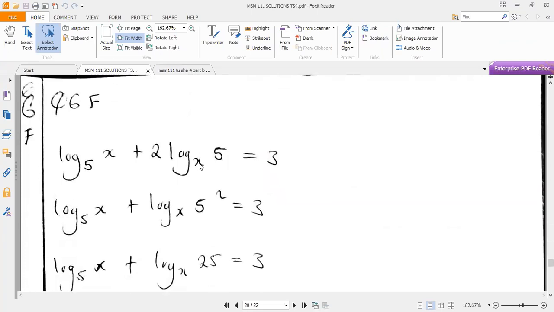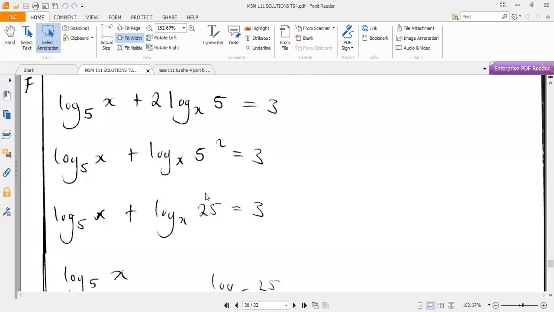Question 6F. We've been given log base 5 of x plus 2 log base x of 5 is equal to 3, isn't it? So when you have been given such a thing here, you know that our goal is to have the bases equal so that we can simply do the manipulation, isn't it? So what can we do first? We have noticed that there's a principle which can work. There's a 2 there, isn't it? So the 2 can easily go up to the 5, right? So we have 5 to the power 2. What is 5 to the power 2? We know that 5 to the power 2 is 25. So we go back to this guy now.